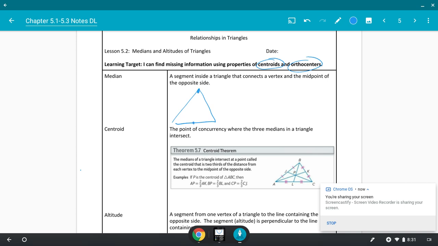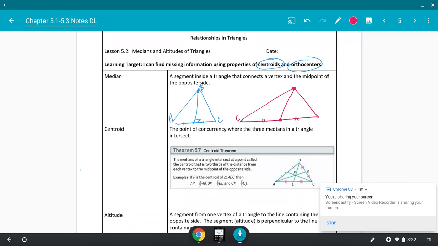So if this is the midpoint, that means these two are the same. It connects those. And then we could call this A, B, C, D. And then if we draw another triangle, but shaped a little differently, if we went from this one to the midpoint of the opposite side, this is the middle, it means these two are equal. That would be our median.